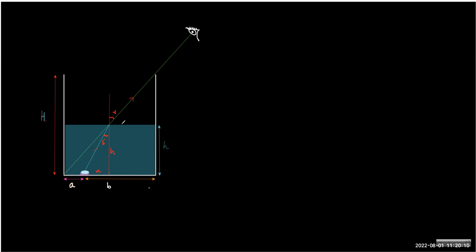So the remaining will be how much? This will be b minus x, and this will be H minus h. So if you use Snell's law, let's say mu is the refractive index, we can write mu sin i equals 1 sin r. And also the r is kind of known to us. What is r value? If you look carefully.